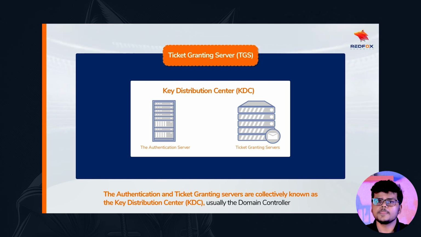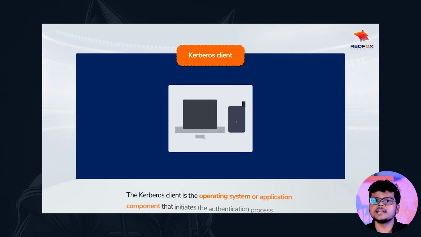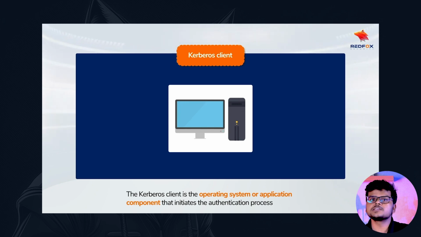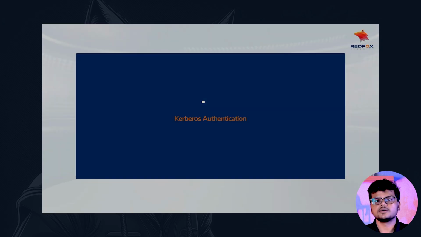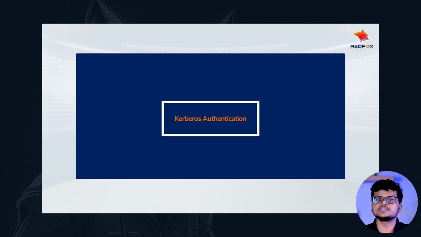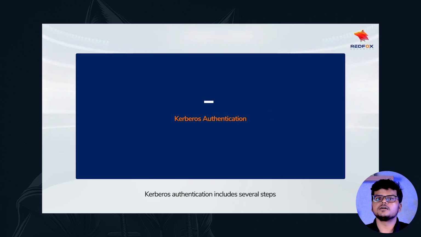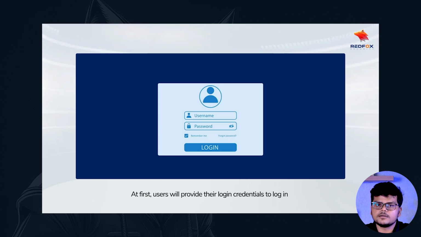Kerberos client. The Kerberos client is the operating system or application component that initiates the authentication process. The client sends the user's credentials to the AS and obtains a TGT, which is used to obtain a service ticket from the TGS for accessing network resources. Moving on to Kerberos authentication. Kerberos authentication includes several steps. At first, the user will provide their login credentials to log in.